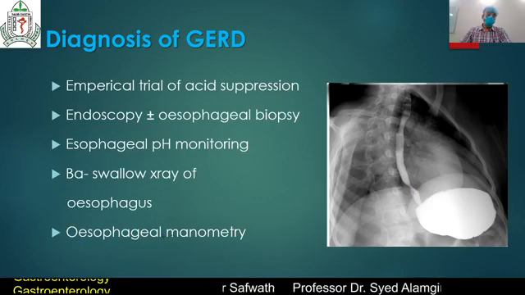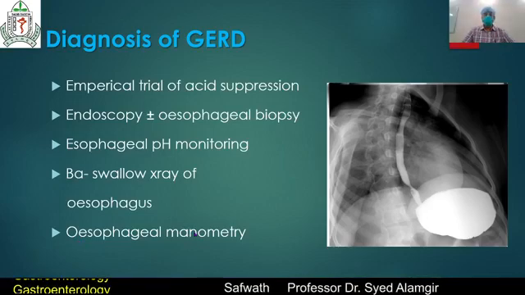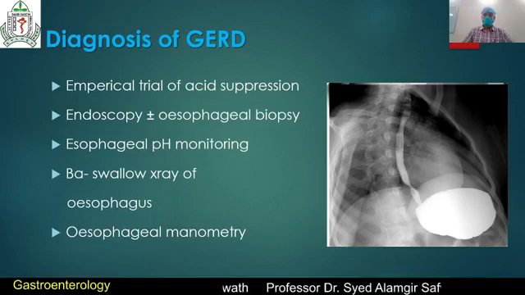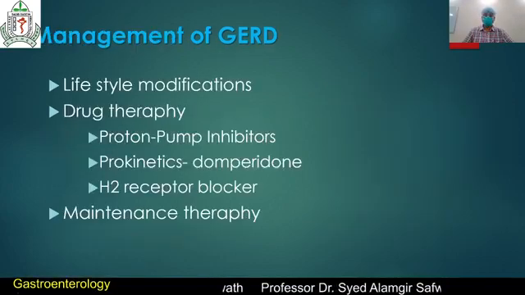Then you can also go for esophageal manometry to see the tonicity of lower esophageal sphincter, because if the lower esophageal sphincter is loose, it can easily give rise to GERD, gastroesophageal reflux disease.